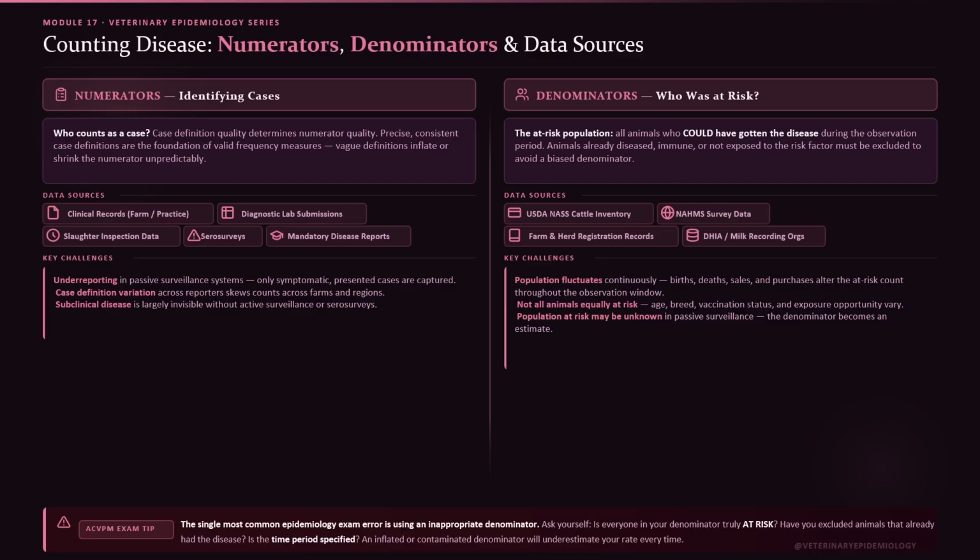For denominators, the population never holds still. Births, deaths, sales, and purchases shift the at-risk count all through the window. Not everyone is equally at risk. In passive systems, the denominator is often just an estimate, which brings us to the single most common epidemiology exam error, an inappropriate denominator.